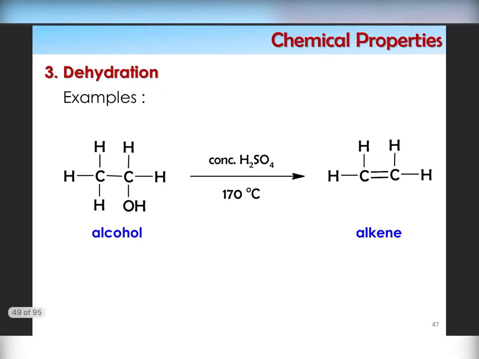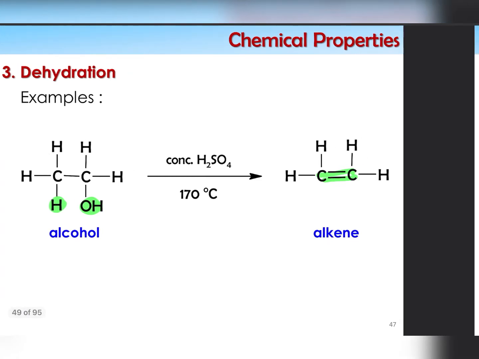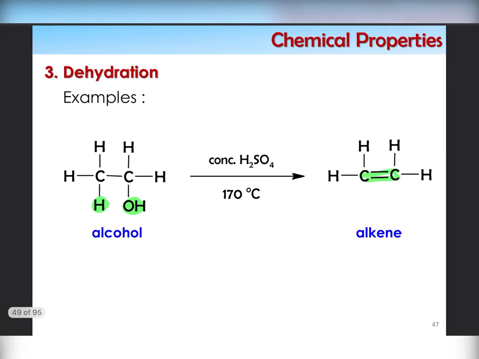Right, so now kita tengok dehydration of alcohol. So dehydration of alcohol, kita akan remove water molecule daripada alcohol, remove OH and hydrogen from the adjacent carbon, and you will form carbon-carbon double bond as alkene lah. Okay, and don't forget to write the H2SO4 as acid catalyst.